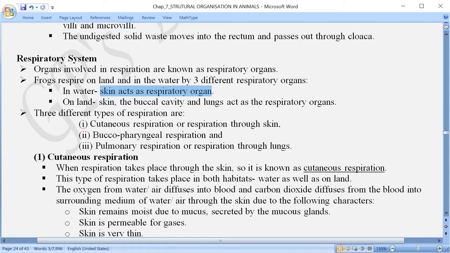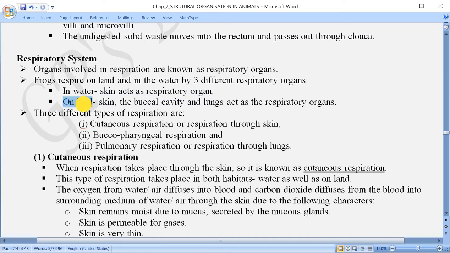With the help of the skin, just under the surface of the skin, there are blood capillaries which are capable of diffusion of gases. The dissolved oxygen in water gets diffused into the blood capillaries of the frog present in the skin, and likewise carbon dioxide from the blood capillaries can diffuse out into the surrounding medium, that is the water.